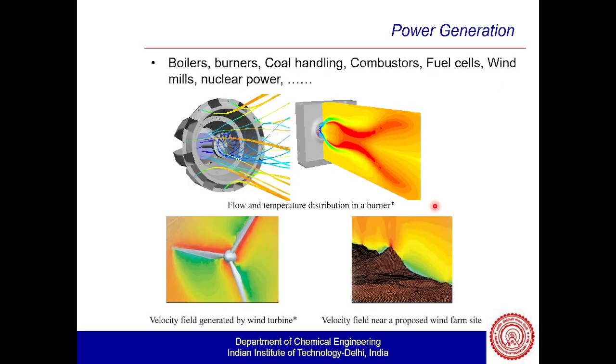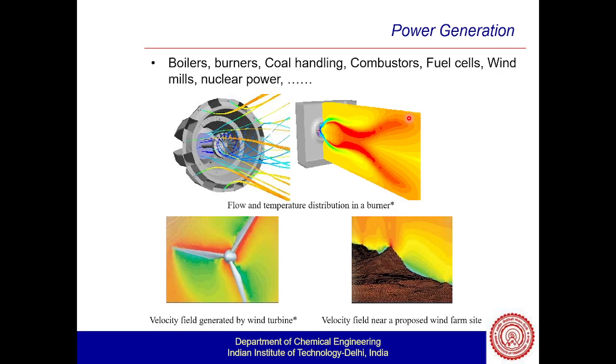And going to power generation itself: boiler, burner, coal handling, combustors, fuel cell, windmills, nuclear power. So these are the things which are very much important in nature for the flow and the temperature distribution in a burner. This burner is where the natural gas comes in, reaches the ignition point, and burns, and therefore a flame is produced where this natural gas is converted into carbon dioxide. How the combustion is taking place, whether it's complete or incomplete, those are the things which are basically important.